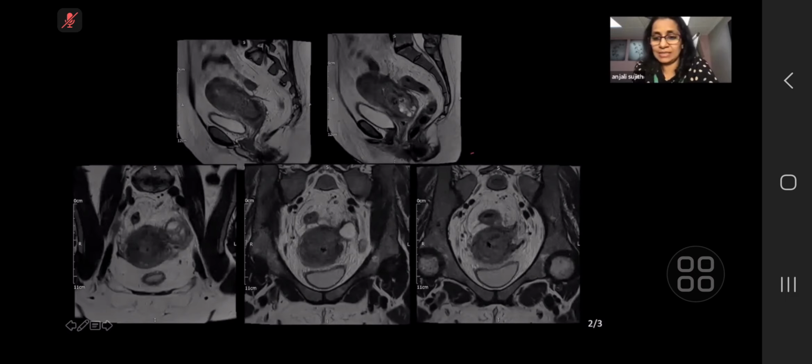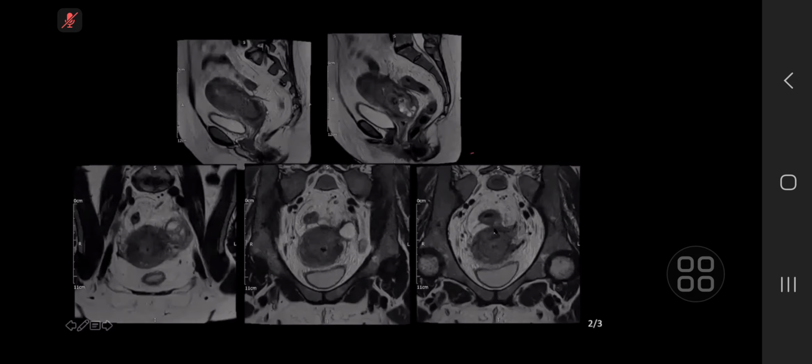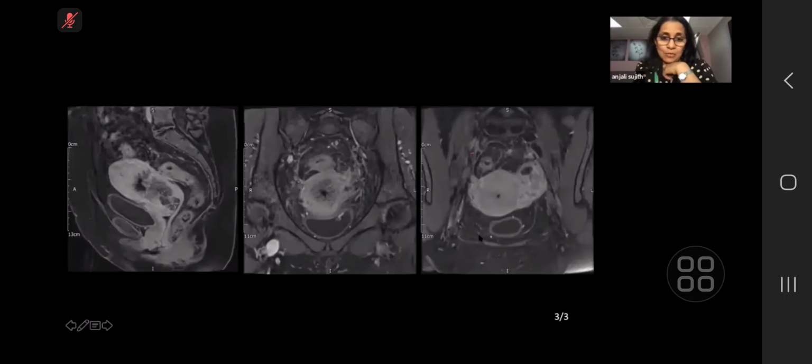And what about this slide? What is shown in this slide? What am I pointing at? So I think that's involvement of the adjacent bowel loop, probably the rectosigmoid. Good. And so now we have the post-contrast image. So that very clearly shows extension to involve the serosa of bowel and involvement of the ovary. Can you see that?